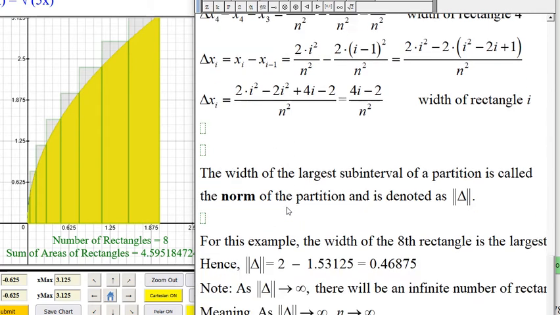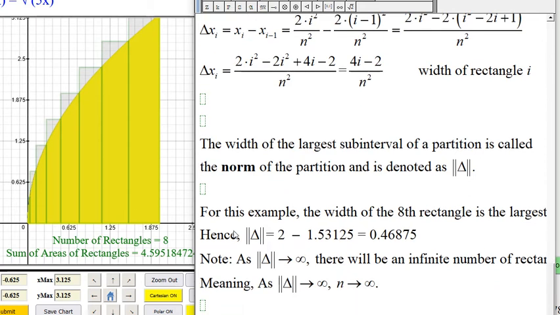And so for this particular example, the norm will be 2 minus, right here, 1.53125, which is equal to 0.46875.